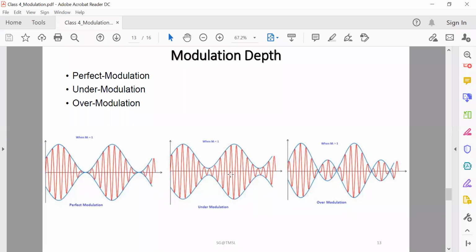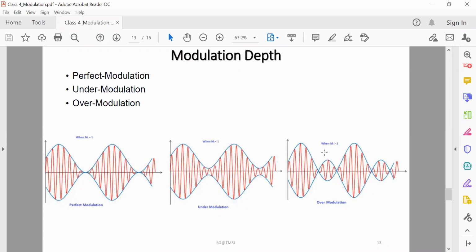But if MI, meaning modulation index, is greater than 1, then it is called the over modulation, because the maximum amplitude of the message signal or modulating signal is greater than the maximum amplitude of the carrier signal. Same example here. If the message signal amplitude is taken as, suppose, 6 volt, and the carrier signal maximum amplitude is 4 volt, then what will be the modulation index? That is 1.5.